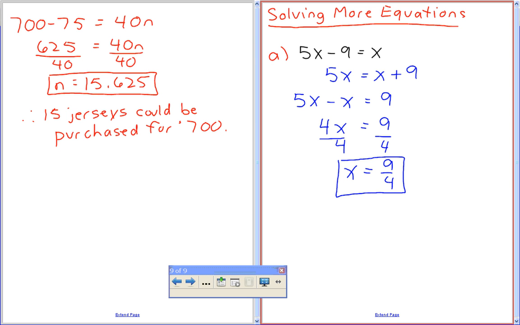Questions here, Joel first. So, when it changed to a 4, is that because there's a 1 with the x? Very good. There's an invisible 1 here, right? So it's 5x minus 1x. I'm not going to write 1x, but that's what it is. Why leave it over 4? Because 4x equals 9, you've got to get plain x by itself. Oh, okay. Right, so then divide by 4.